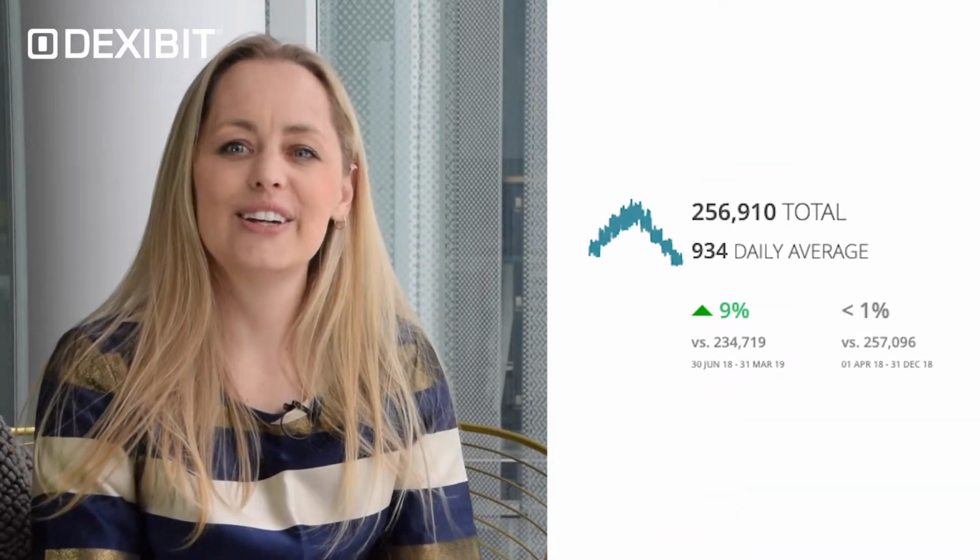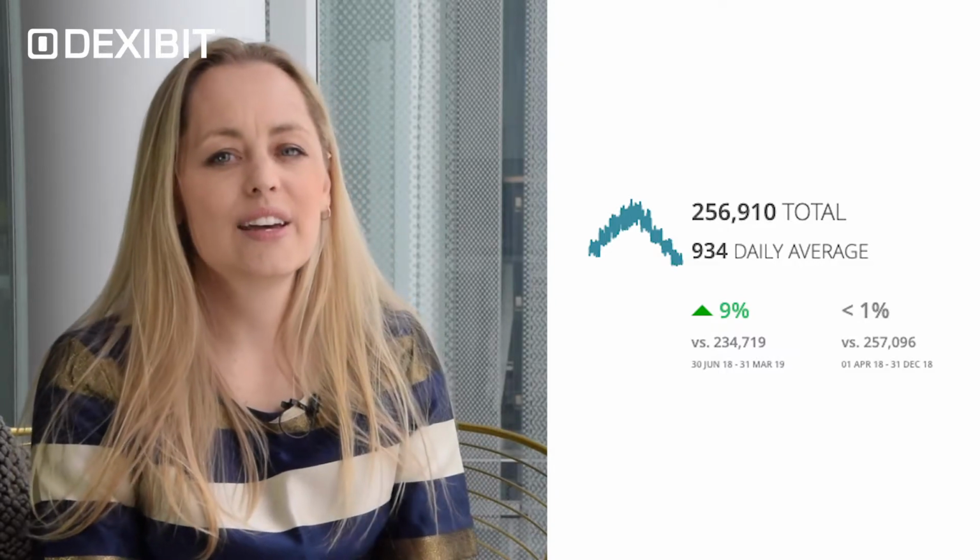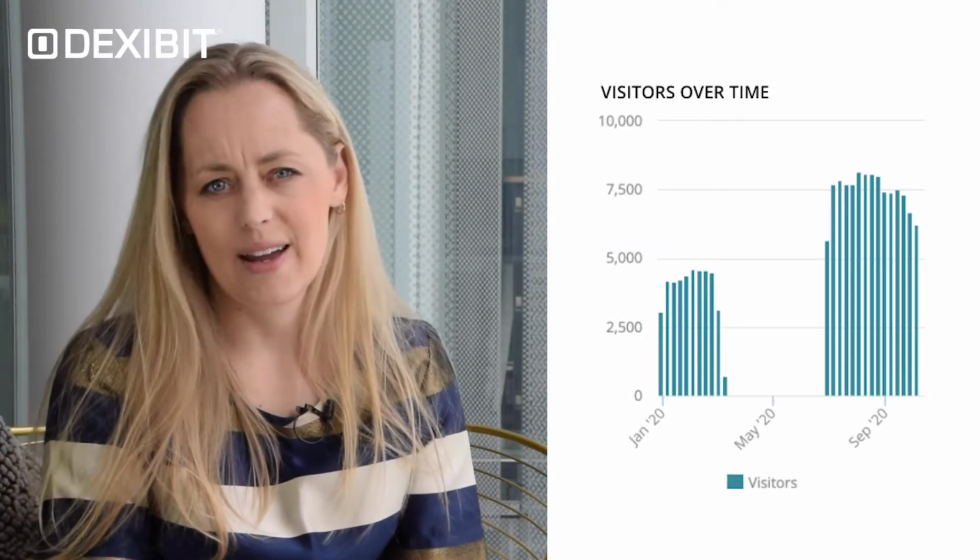To start off with, you'll of course need your total visitation number for the period that you're looking at, and with this, a view of visitors over time, something like a line chart or a bar chart.